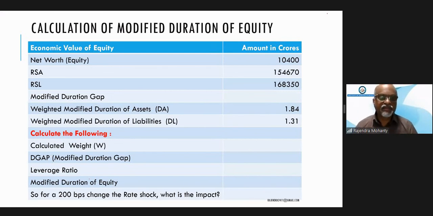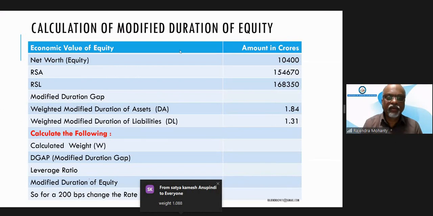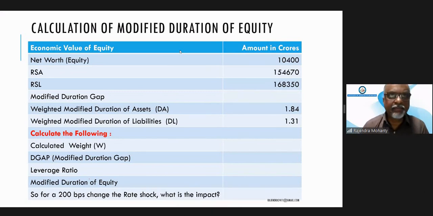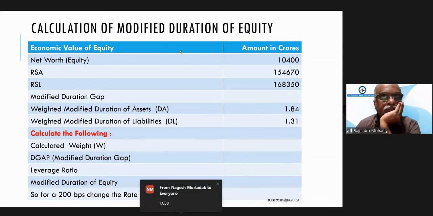If somebody has answered, W is 1.09. 1.08 or 1.09. Okay, fine. 1.088 means 1.09. Fine. Next, find the DGAP. 0.34, sir.